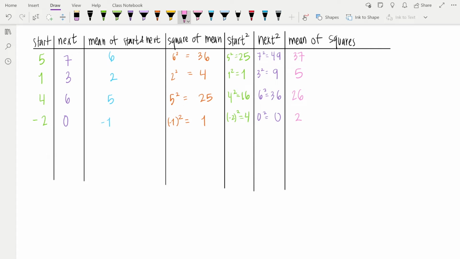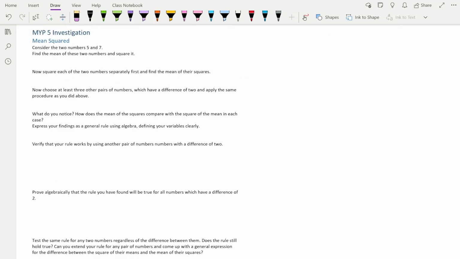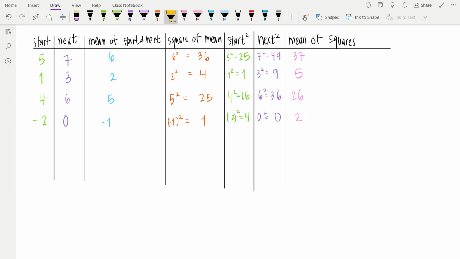So let's go back to the instructions. I've done this. I finished more of my table and I added these 3 pairs. And then it asked, what did I notice? And I'm like, I don't know, what was I even looking for? How does the mean of the squares compare with the square of the mean?